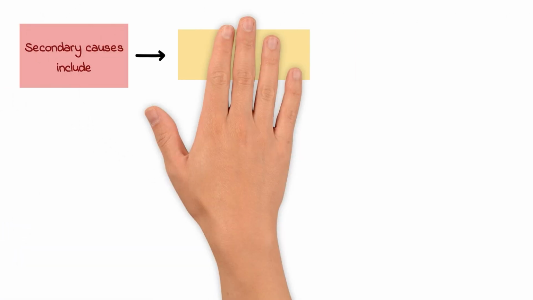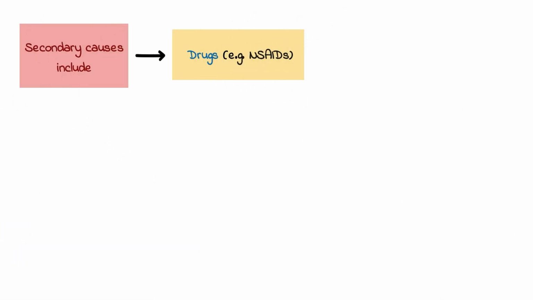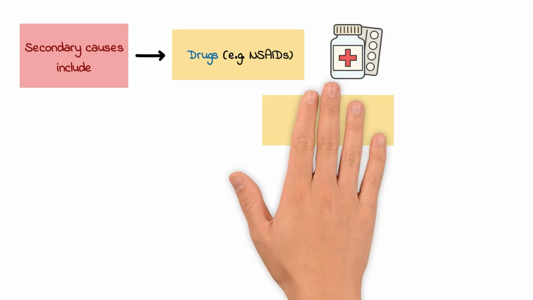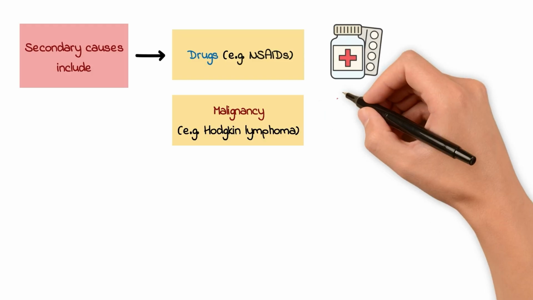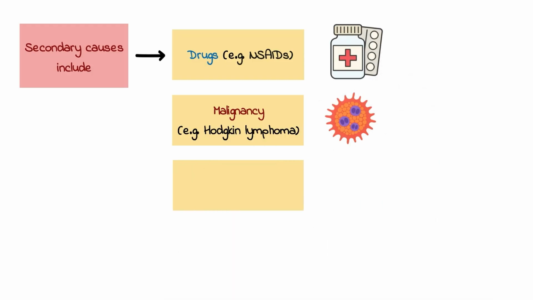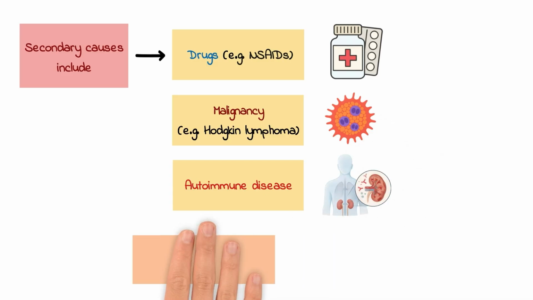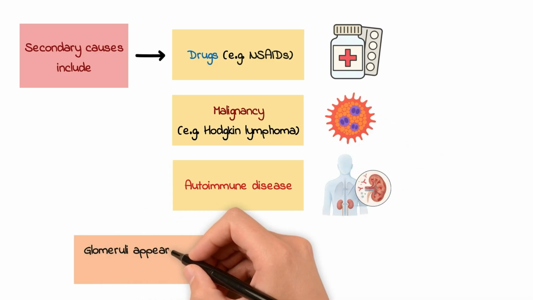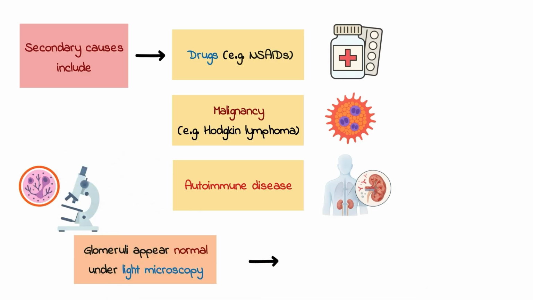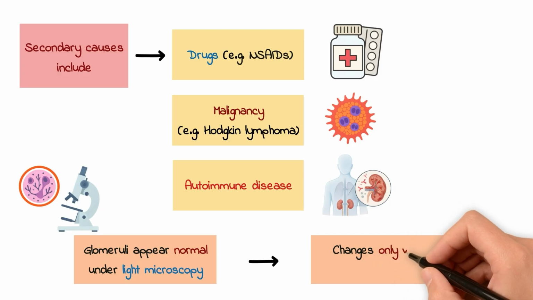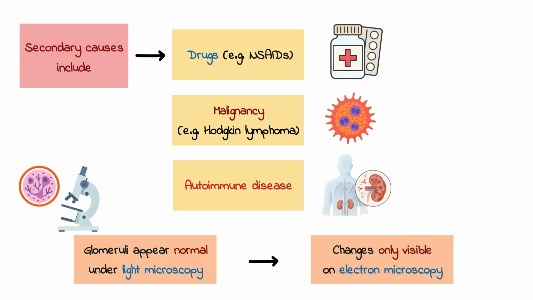Secondary causes include drugs, for example NSAIDs, malignancy, for example Hodgkin lymphoma, and autoimmune disease. The name reflects the fact that glomeruli appear normal under light microscopy, with changes only visible on electron microscopy.